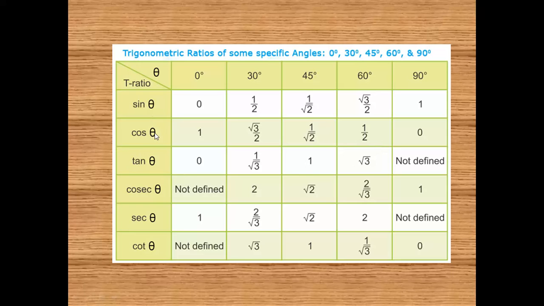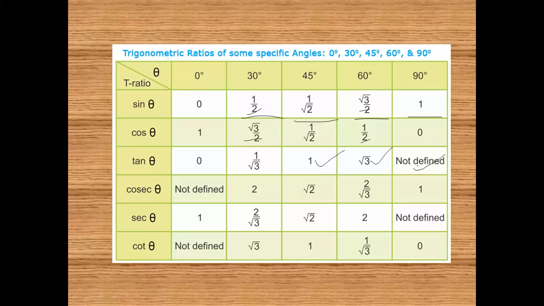Tan means it is sine by cos. That means 0 by 1, 0. 1 by 2 divided by root 3 by 2 means how much? 1 by root 3, because the 2 gets cancelled. And 1 by root 2 divided by 1 by root 2, how much? 1. Root 3 by 2 divided by 1 by 2 means the 2 cancels. What remains? Root 3. 1 by 0, how much? Not defined.